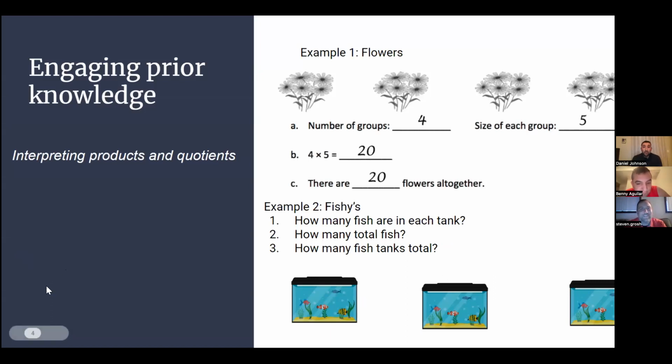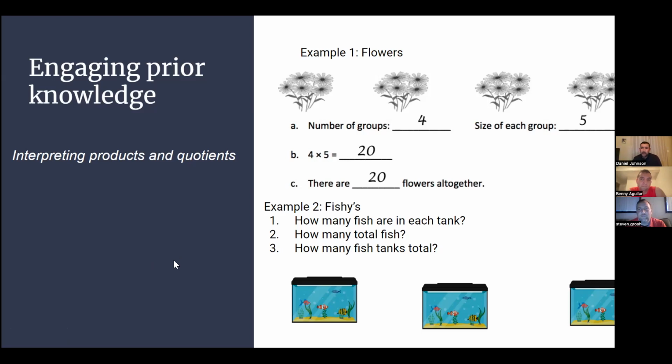So moving along, before we get on to the focus lesson of the day, I wanted to gauge some prior knowledge, give students a chance to show what they already know. So engaging prior knowledge is interpreting products and quotients. That's how you pronounce it. So example one, as you can see, is for us, but Ben, if you want to go ahead and read through A through C for us and what we have.